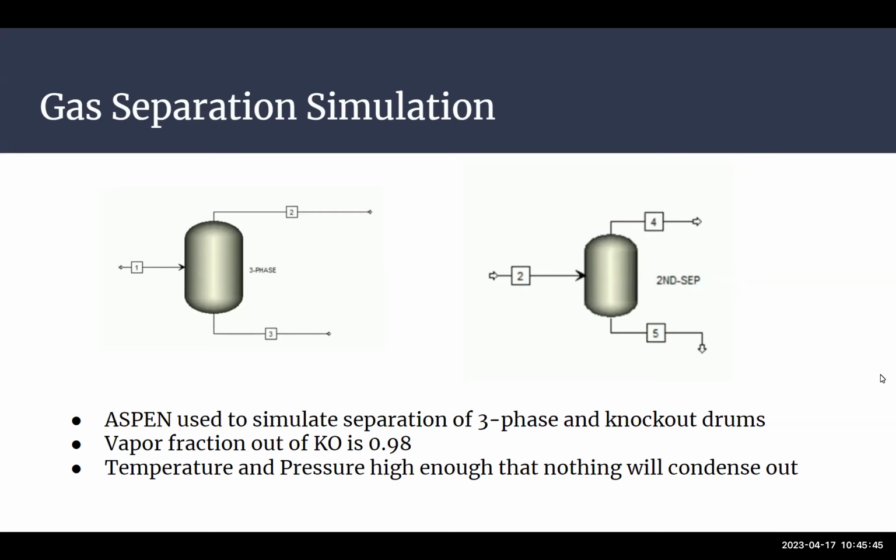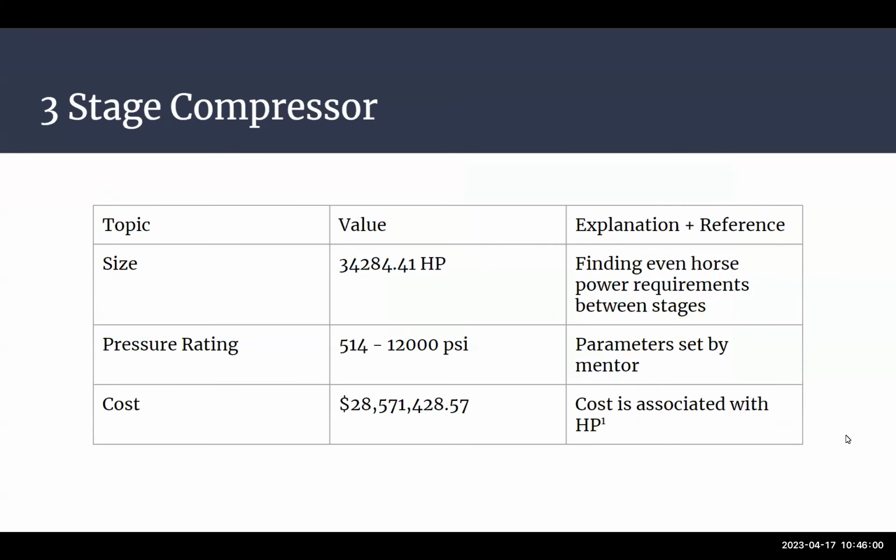But as we said, we settled on only using one because the vapor fraction coming out of that knockout drum is 0.98, and we ensured that the temperature and pressure is high enough that nothing else will condense out of the vapor. So for the 3-stage compressor, the reason why we need 3 stages is because we're jumping up pressure from 500 to 12,000 PSI. And when you do that, it gets really hot. So we need interstage coolers.